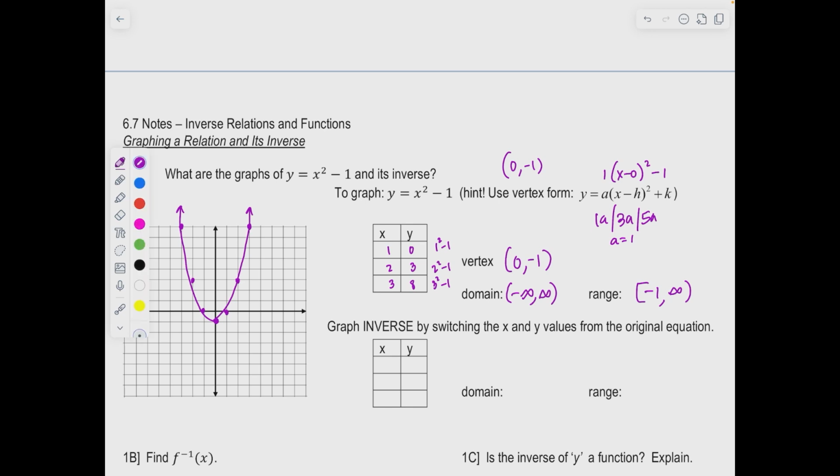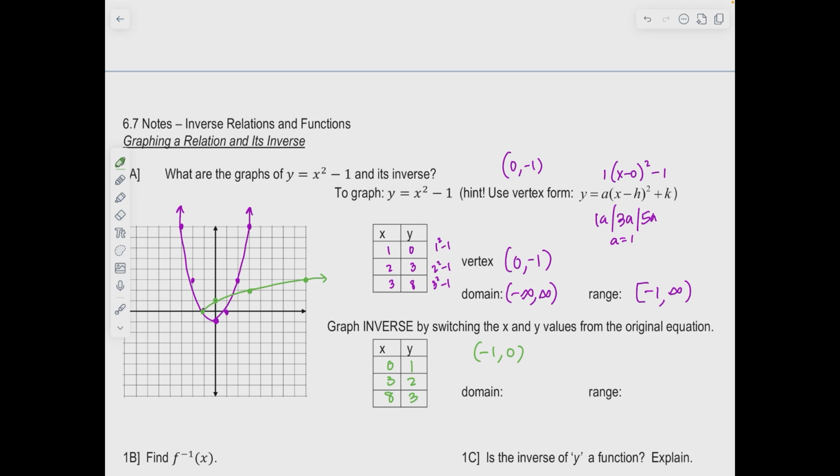Graph the inverse. Now I'm going to do the inverse, and I'll use a different color by switching the x and the y values. Instead of 0, negative 1, I'm going to be at negative 1, 0. Instead of 1, 0, I'll be at 0, 1. Instead of 2, 3, I'll be at 3, 2. Instead of 3, 8, I'll be at 8, 3. What you'll notice is this is the first half of the parabola like that.